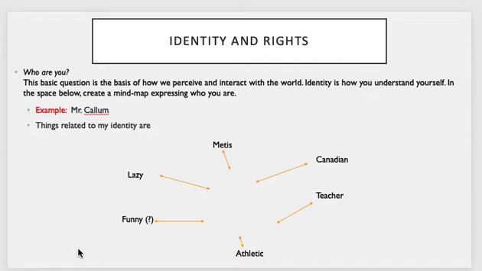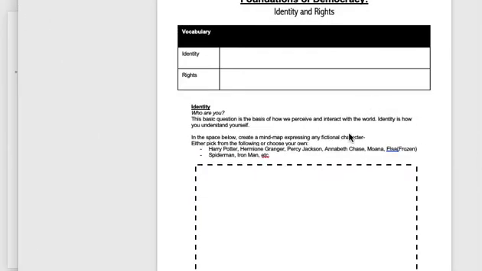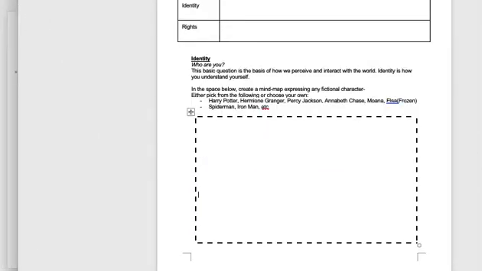Okay, so once again, what we're doing is introducing the idea of what identity is, so that you can have a point of reference from there on out. All right, and what you're going to do on your assignment is fill out your own mind map expressing who you are. So on your piece of paper, it's going to look like this. Well, first what I actually want you to do, we're going to go back in time. That was me rewinding.